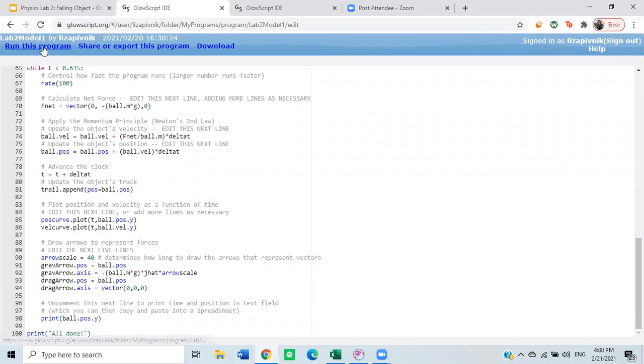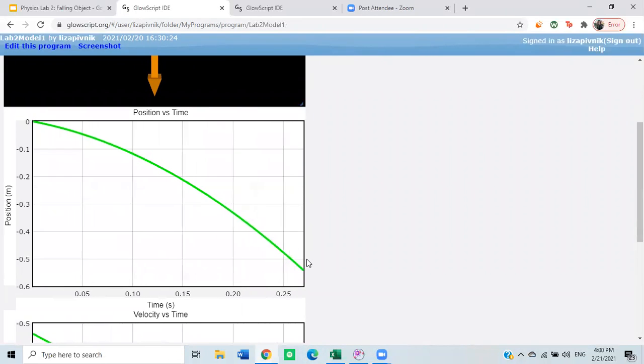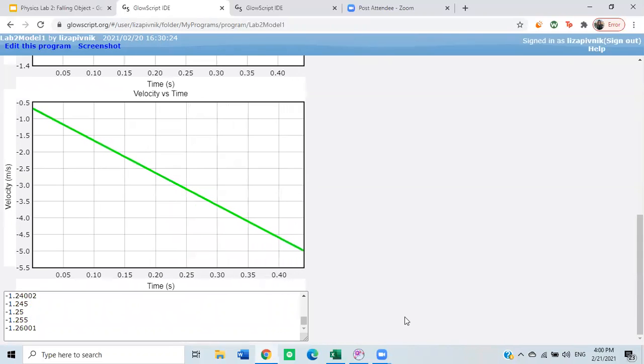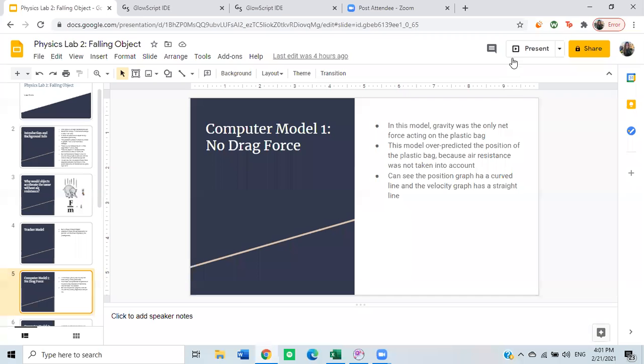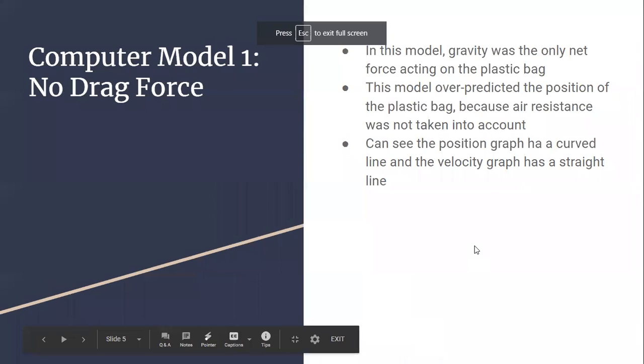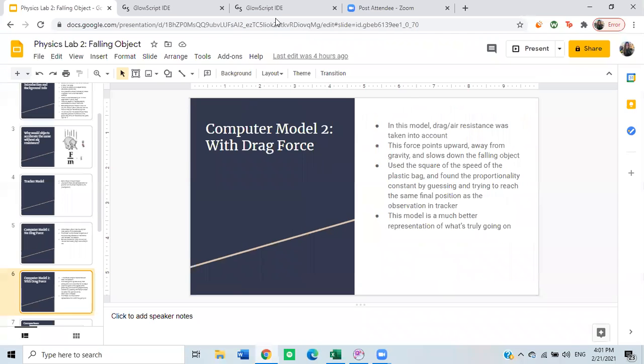We have some arrows printed, and when we run the program, it looks something like this. We see the position versus time. It looks very similar to the observed graph. And the velocity is constant, pointing down because we have a constant acceleration downward. Now, if we look and compare this to the second model, here air resistance was taken into account. So in our F net, I actually included a drag force pointing up. And to find this value, I used the square of the speed of the plastic bag, which is the absolute value of velocity. And I found a proportionality constant by guessing and trying to reach the same final position as the observation in tracker. And we can see how this model is a much better representation of what's truly going on with the paper bag.